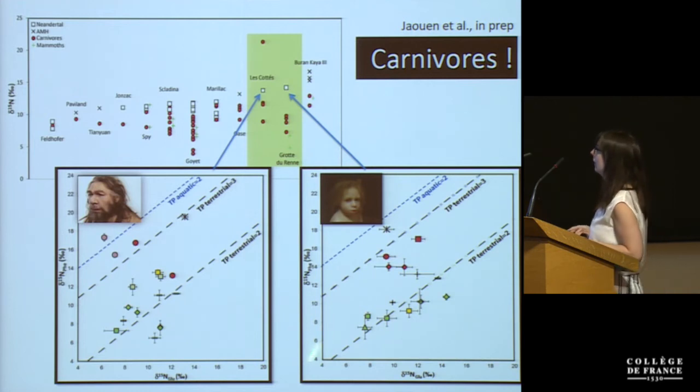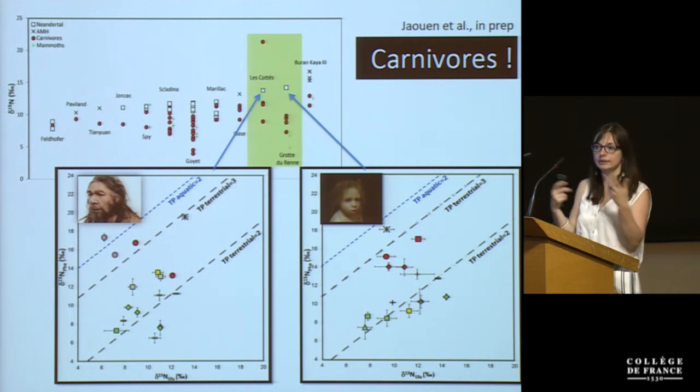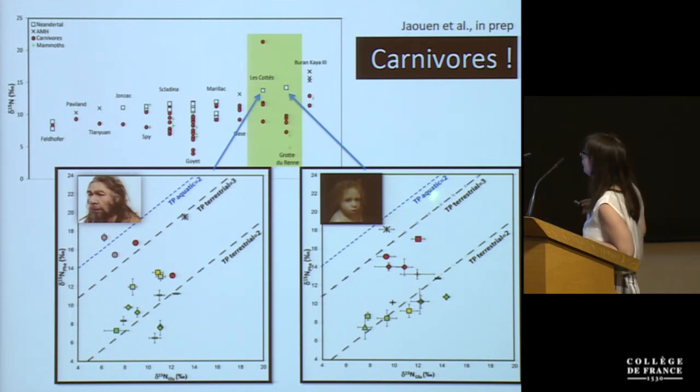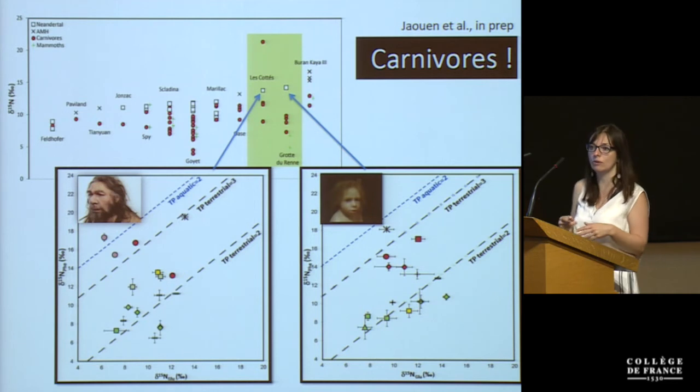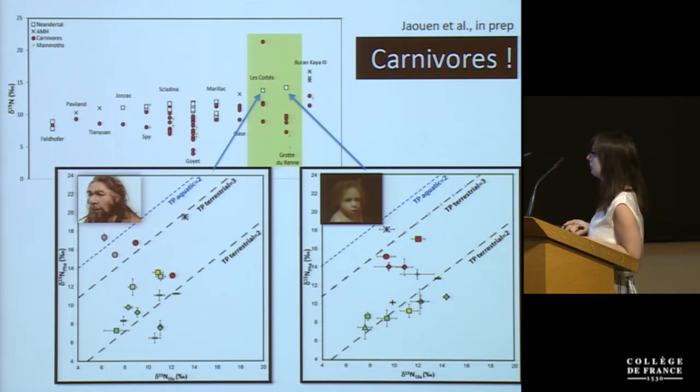And now we also have the two Neanderthals from Les Côtés and Grotte du Renne. So Grotte du Renne, it's a baby. And so that could explain why the values are so elevated just by breastfeeding. And when you look at the values, this baby also has a trophic level above the terrestrial carnivore, which is compatible with the hypothesis of a breastfeeding baby.